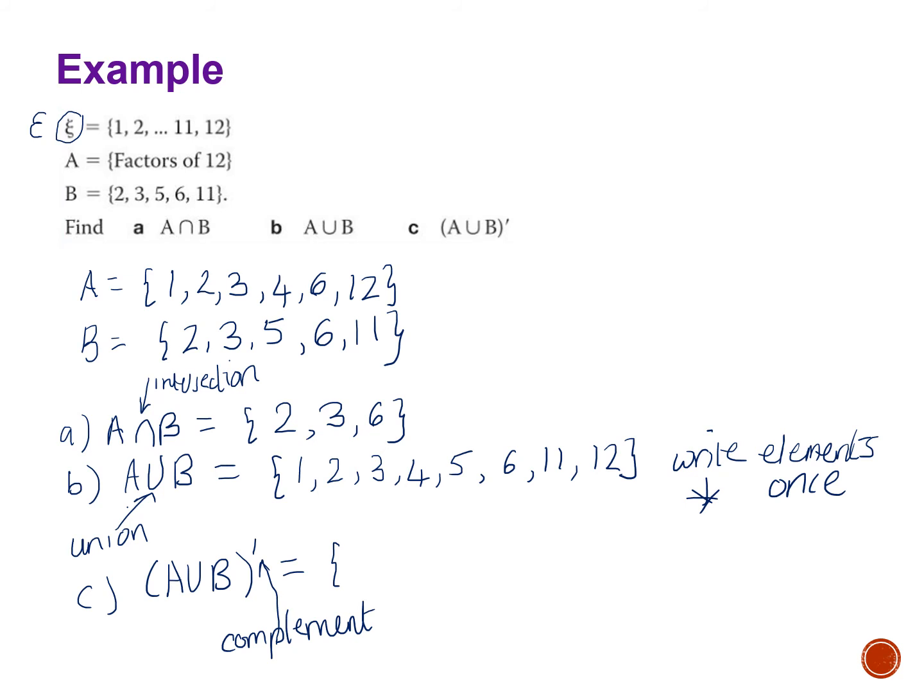Here's my A union B. Now I need to look at what my universal set is. My universal set is all of the integers 1 to 12. So have a look at A union B and decide which integers from 1 to 12 are not in there. Well, 1 is, 2 is, 3 is, 4 is, 5 is, 6 is, well, 7 isn't, 8 isn't, 9 isn't, and 10 isn't. So that would be my A union B dash.